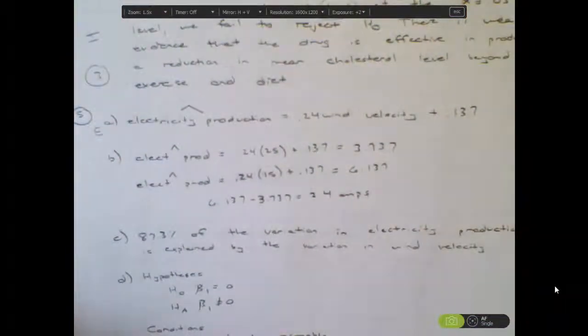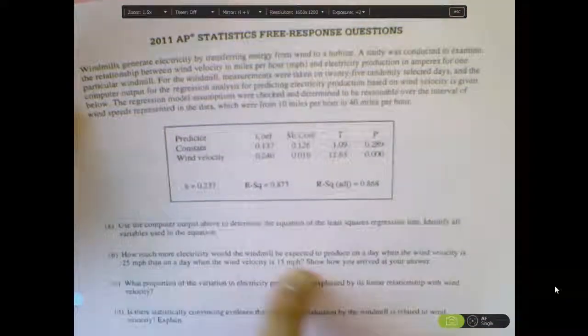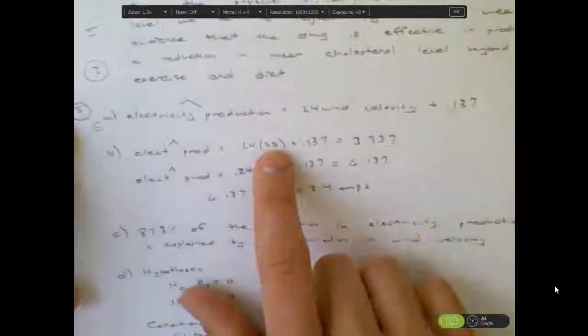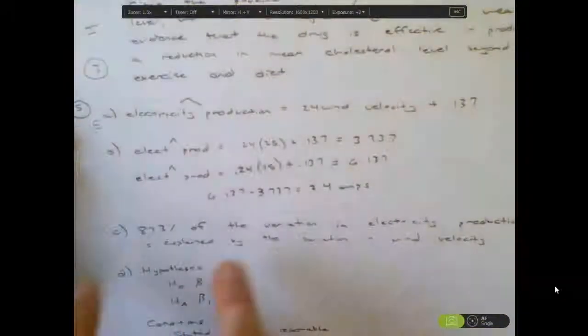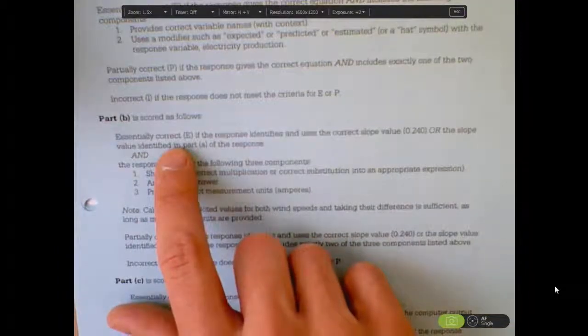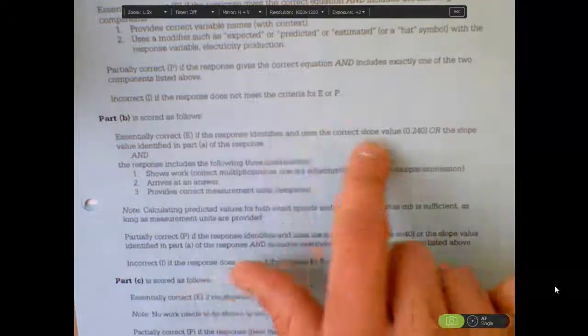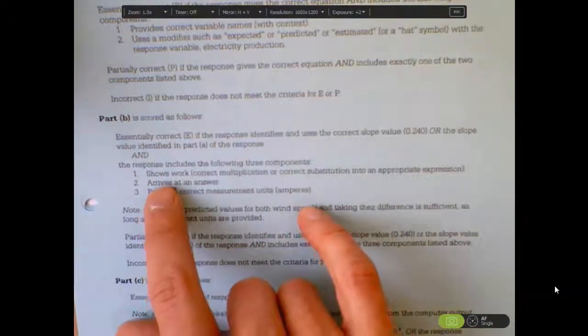Part B, they want to know how much more electricity can I expect when the wind is 25 miles per hour versus 15 miles per hour. Well, I have this equation here I can now substitute into. Substitute in the wind is 25 and 15. And I can see that I'm going to get these 2 values. And I notice another simple mistake that I've made that is going to cost me credit here. Okay. As I take a look at this, it's essentially correct if they use the correct slope or the slope value in part A, and you need 3 works.